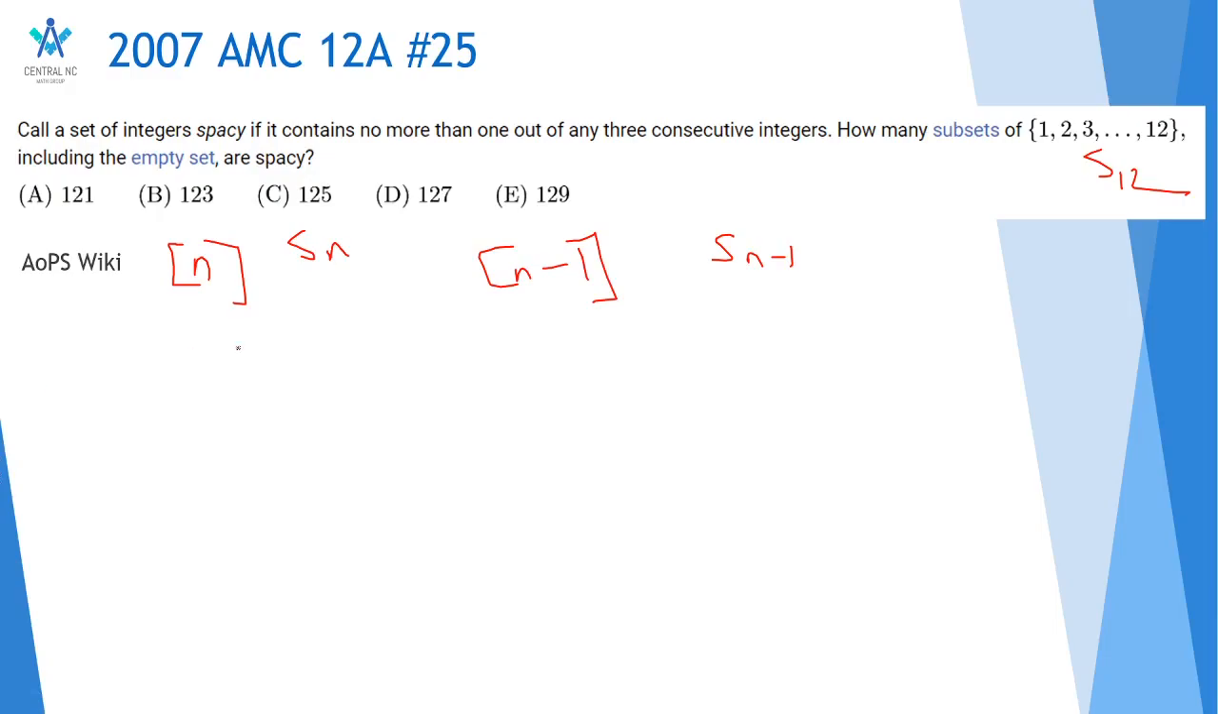But let's continue on. So let's consider the case if n is not included in a subset, and it would be spacey. Well, we're only working with numbers from 1 through n minus 1 in that case. So now we have just the number of spacey subsets of S of n minus 1, since n is irrelevant in this case. We're not working with it, so that's the number of ways we can do that. What if n is included?